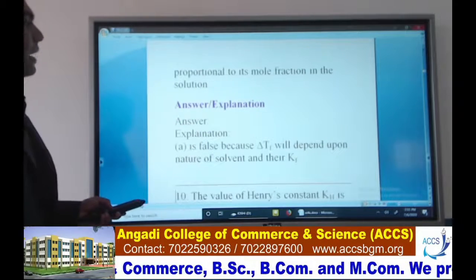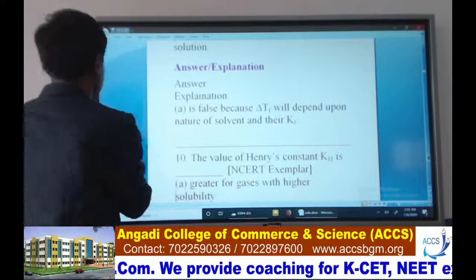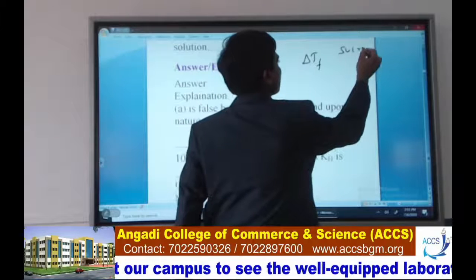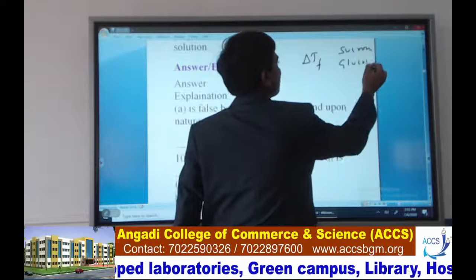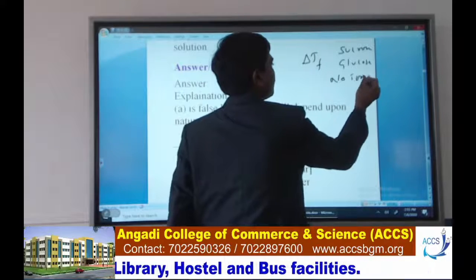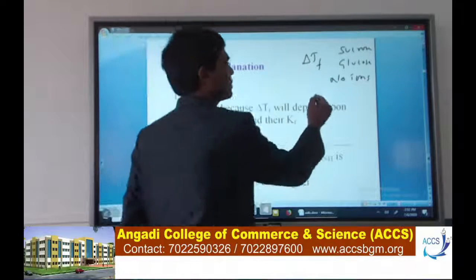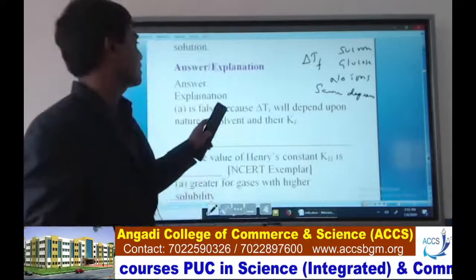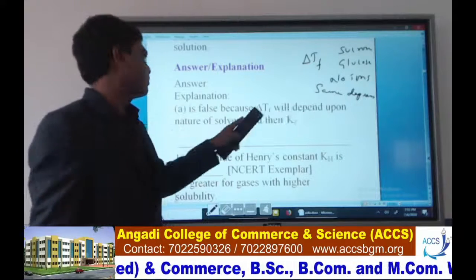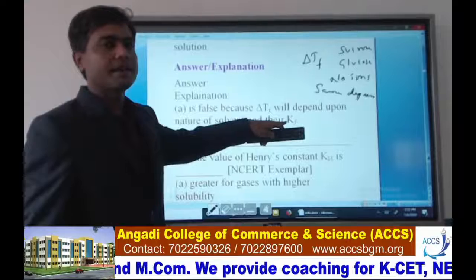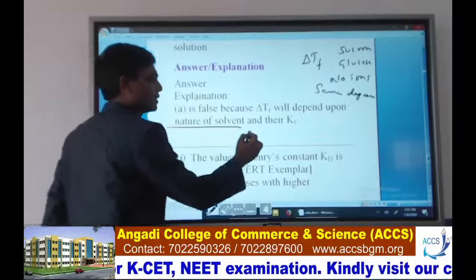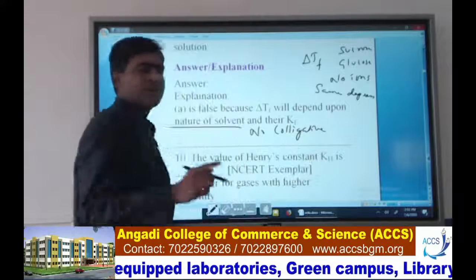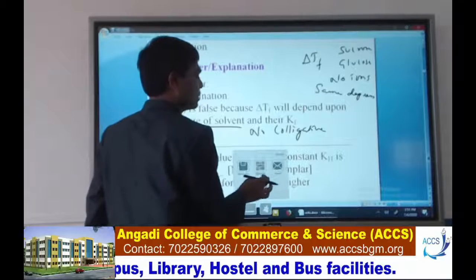So what will be the answer? The answer is A. False. Why? As I already told, delta Tf. When I come to delta Tf, what happens here? If you take sucrose or glucose, what will be there? No ions. And when you take a solution which has no ions, it should always give the same depression in the freezing point. See the reason? A is false because delta Tf will depend upon the nature of the solvent and its Kf. What do you mean by this nature of a solvent? No, colligative property. And what is the definition of colligative property? It depends upon the number but not on the nature of the solute particles.